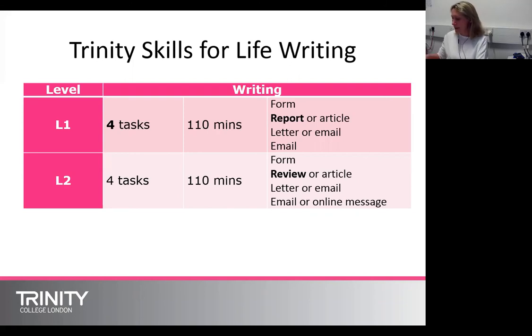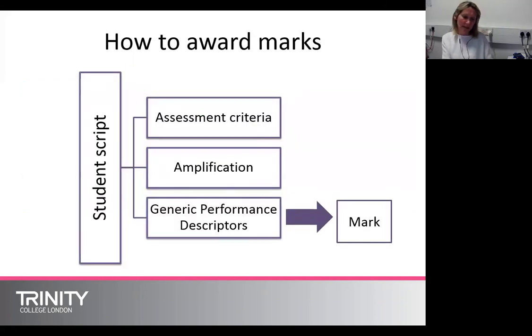So let's have a look at what we, as examiners, as markers, use to award marks. Looking at the candidate script, the student script, we use assessment criteria, and the assessment criteria are in the specification. So we're looking at things like plan text for a specific purpose, or, for example, use grammar correctly. So we have this assessment criterion. At both level 1 and level 2, these are on page 18 in your specification.